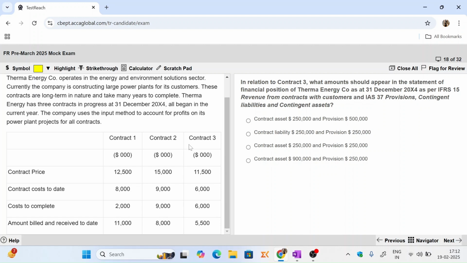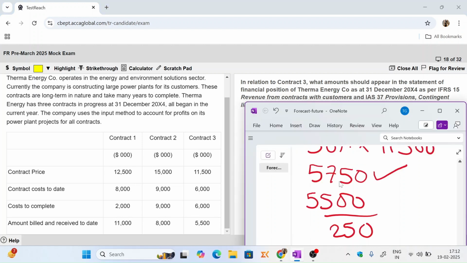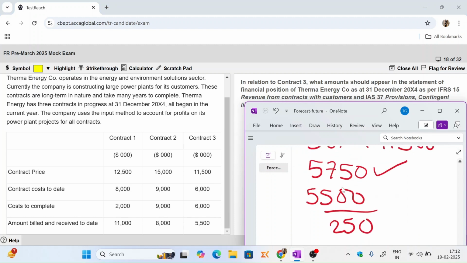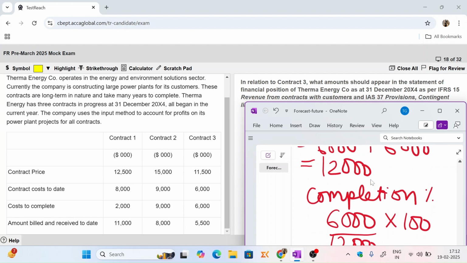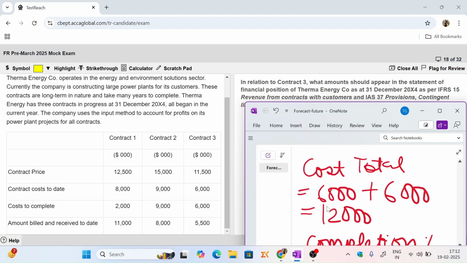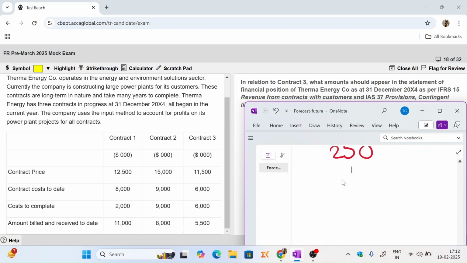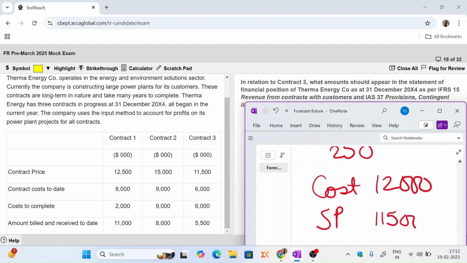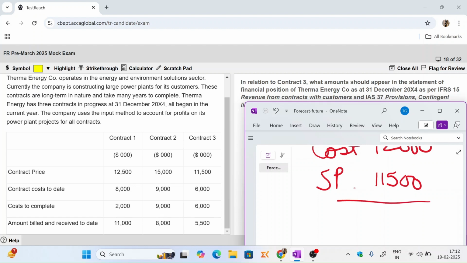So now we will talk about the provision part of it. For the provision, we will have to see if we are making a profit or a loss in this contract. As we have found out, the total cost for this project, contract 3, is going to be $12,000. And how much is the selling price? It's only 11,500. So if we are incurring a cost of 12,000 and the selling price is 11,500, we are 500 short. That means we have a loss of 500,000.